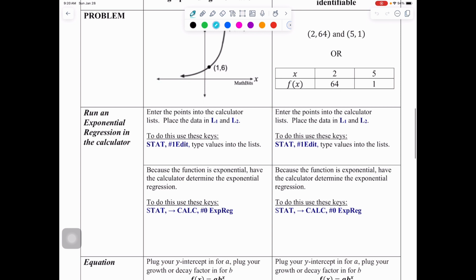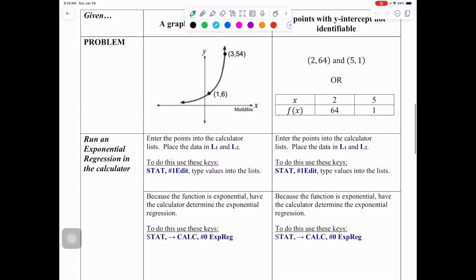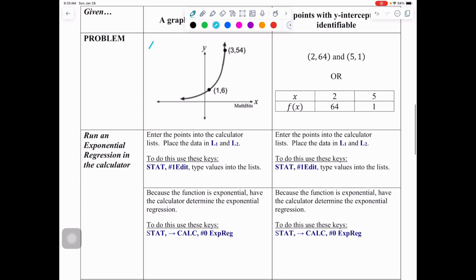And what I do think is helpful is to make sure you take the points on the graph and make a quick table of values. So I'm going to make just a quick little table of values with the 2 points that we have, 1, 6, and 3, 54. Because we're about to enter this information into the calculator, and I want to make sure you have it organized in the way it will look.